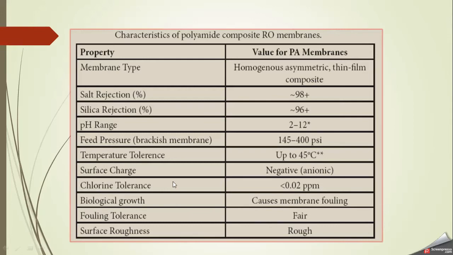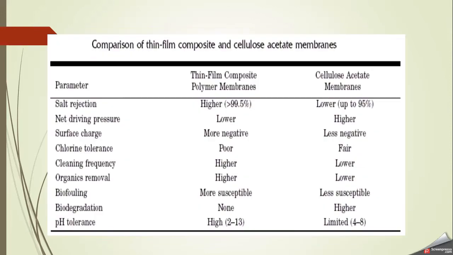Now by comparing these properties with the CA membrane, we have to decide what we want to do during the water purification. That's why both membranes are used. And there is a comparison. So if we compare thin film PA membrane and CA membrane, salt rejection now is 99.5% and it is around 95%. Still, more research work is going on, and it has increased up to 98%.